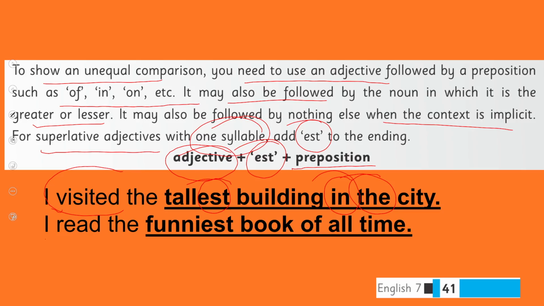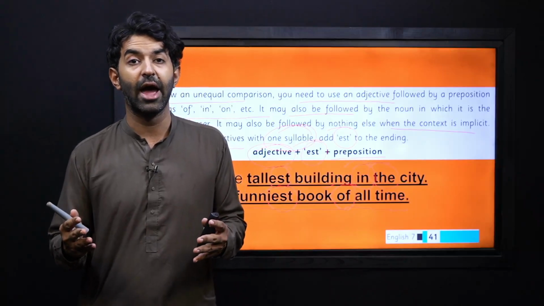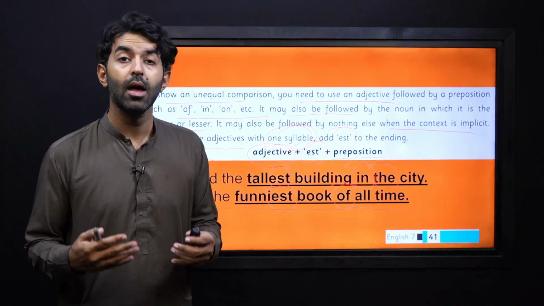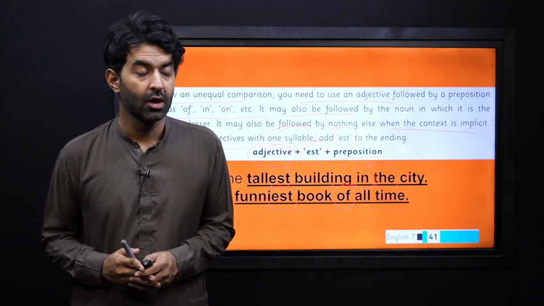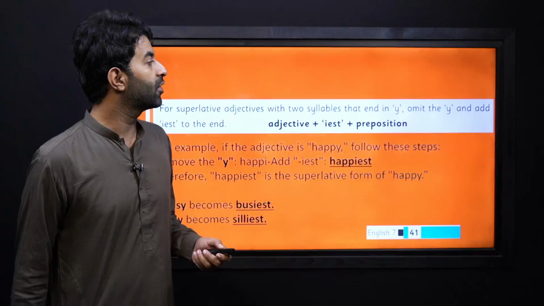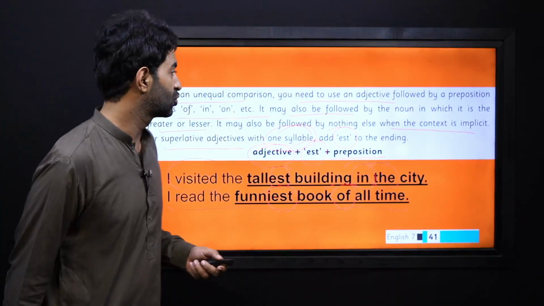Next example is, I read the funniest book of all time. Now we remove Y and add iest and then our preposition of. So you can see that your adjective plus the est or iest, depends on the adjective, and then you add your prepositions. It can be of, on, in, and all those prepositions. So this is how you make a superlative degree with adjectives ending in this way.